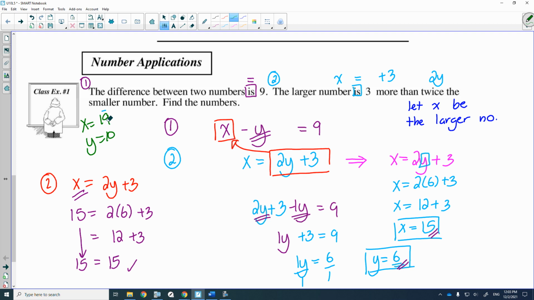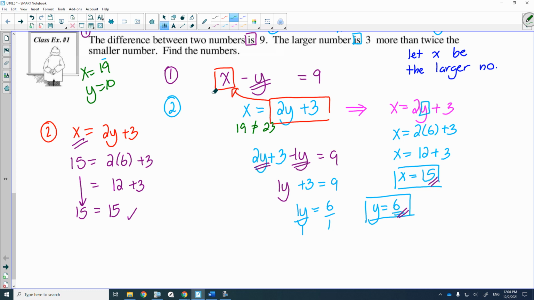But it does not satisfy this second system. If you put in a 19 over here for x, and then I said 2 times y, so 20 plus 3, it'd be 23. That does not verify. So just because something verifies in one system doesn't mean it's the answer. It has to verify in both. So the answer would be 15 and 6.